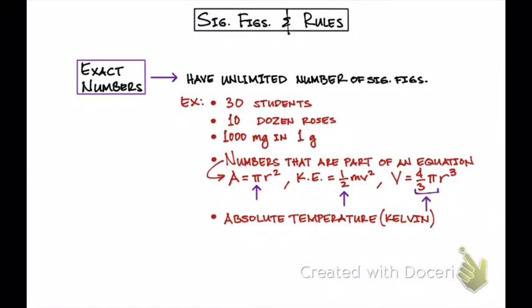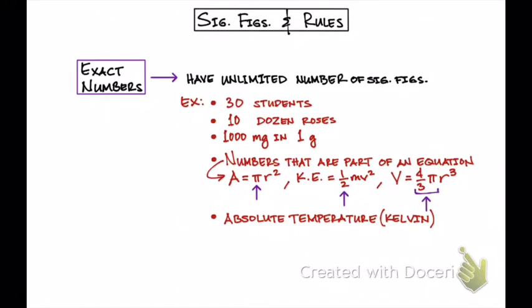Same thing with 1/2 in the formula for kinetic energy, right? KE, kinetic energy, equals 1/2 mv squared. That 1/2 there is considered an exact number, and it has an unlimited number of sig figs. Same thing with the equation for volume. Volume equals 4/3 pi r cubed. So the 4/3 pi has an unlimited number of sig figs.